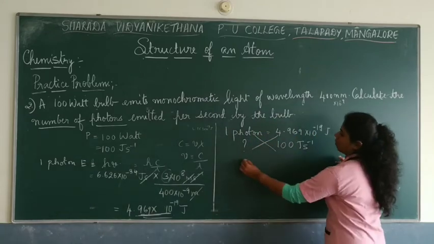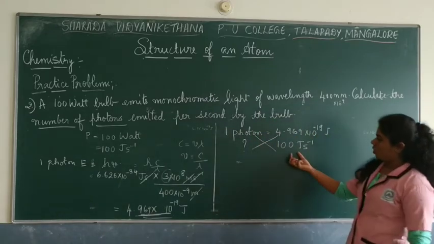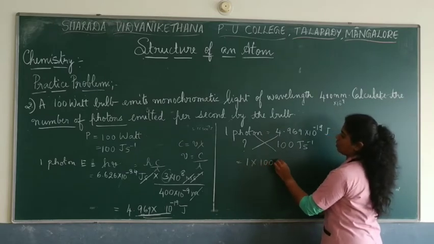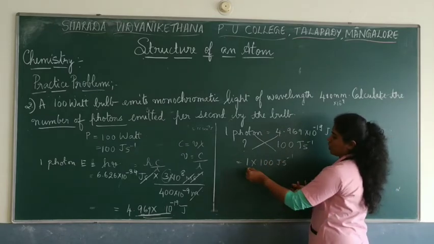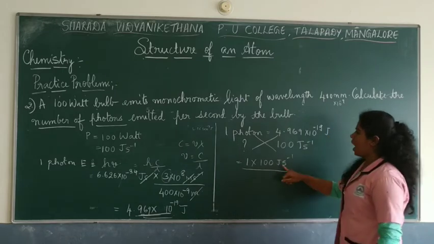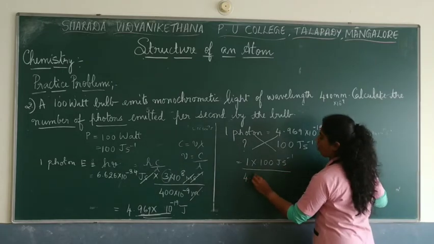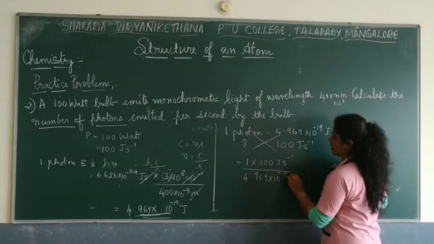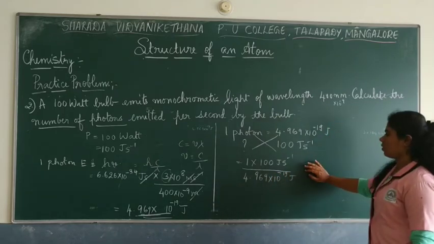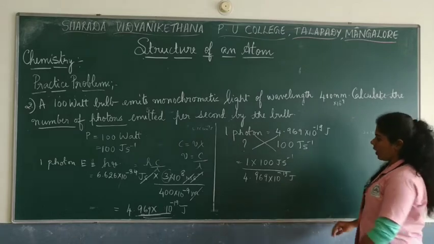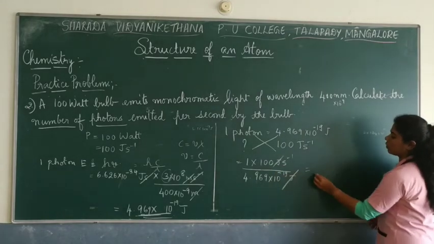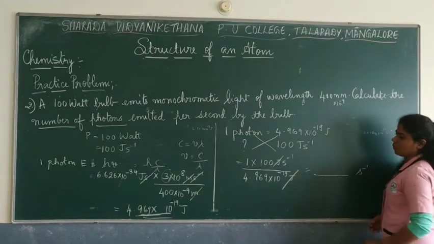So you cross multiply. How do you do it? 1 into 100 joules per second, which is nothing but 100 itself, divided by 4.969 into 10 to the power minus 19 joules. Right? So what happens to the units? Joules get cancelled. So whatever answer you get will be in the form of second inverse.